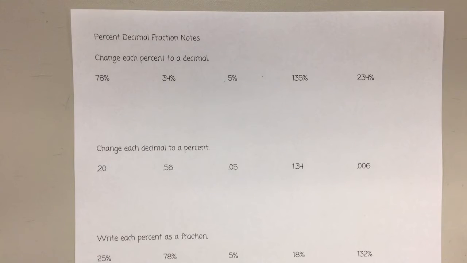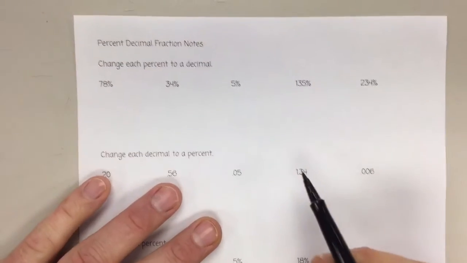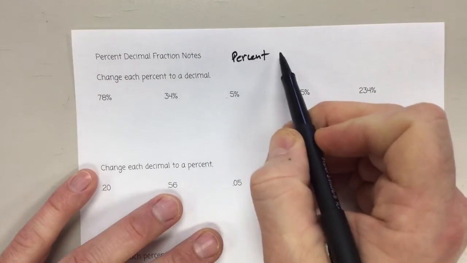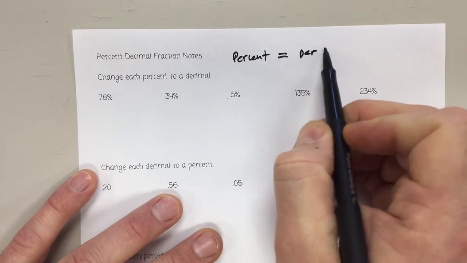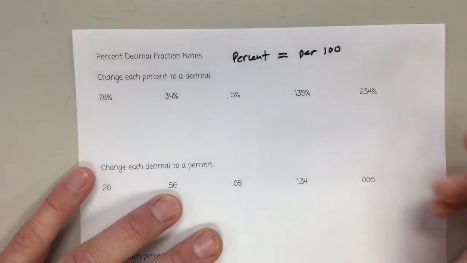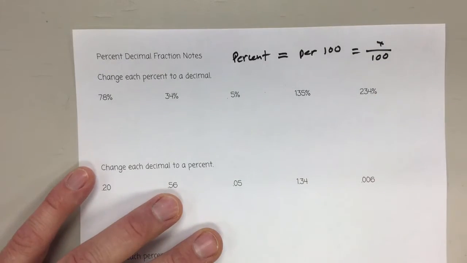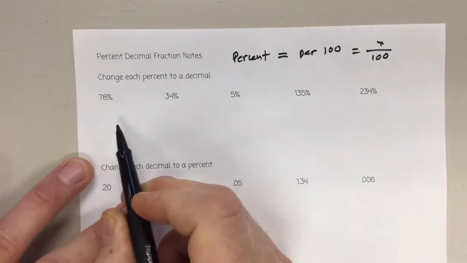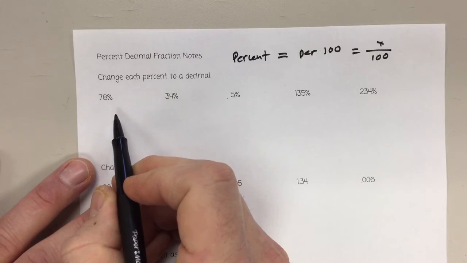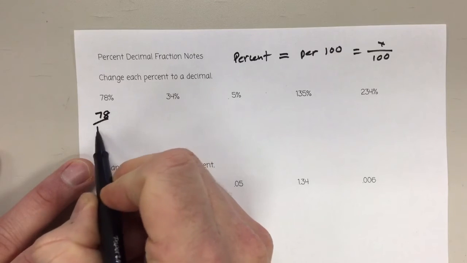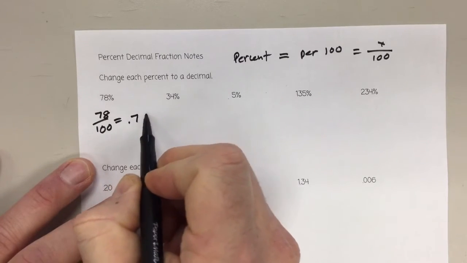First thing we're going to do is change each of these percents to a decimal. Now, the word percent means per 100, or a number out of 100. So 78% as a decimal would be 78 divided by 100, which is 0.78.